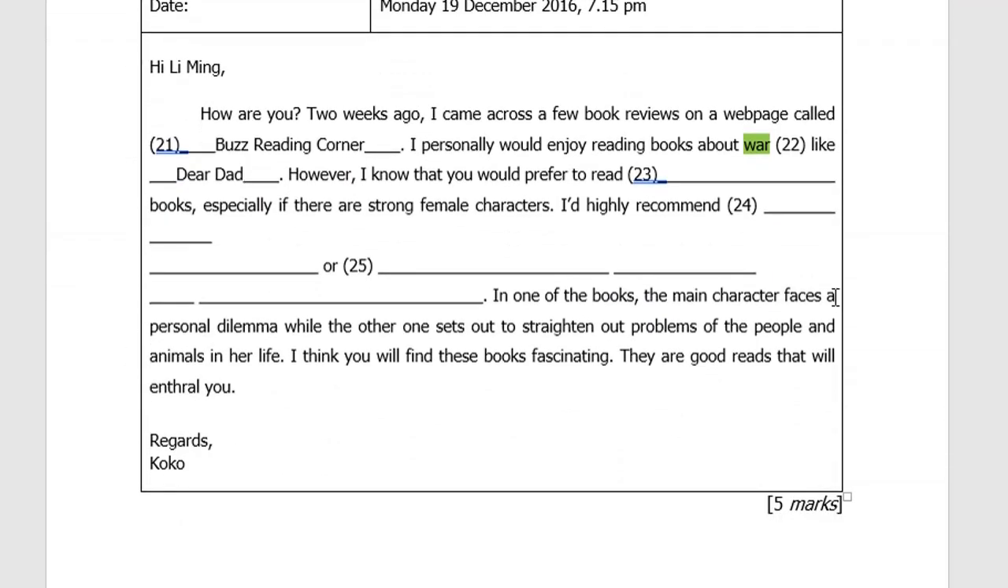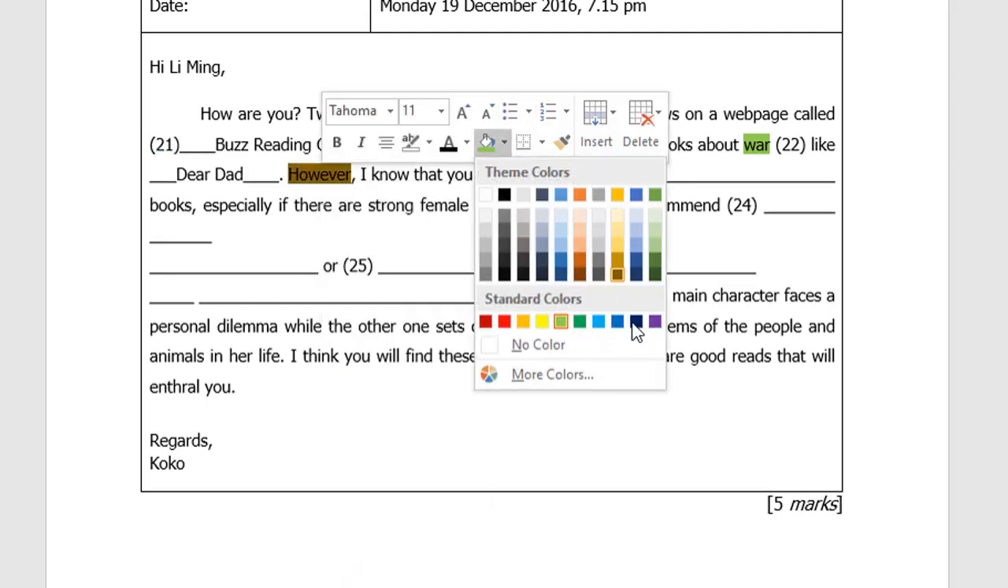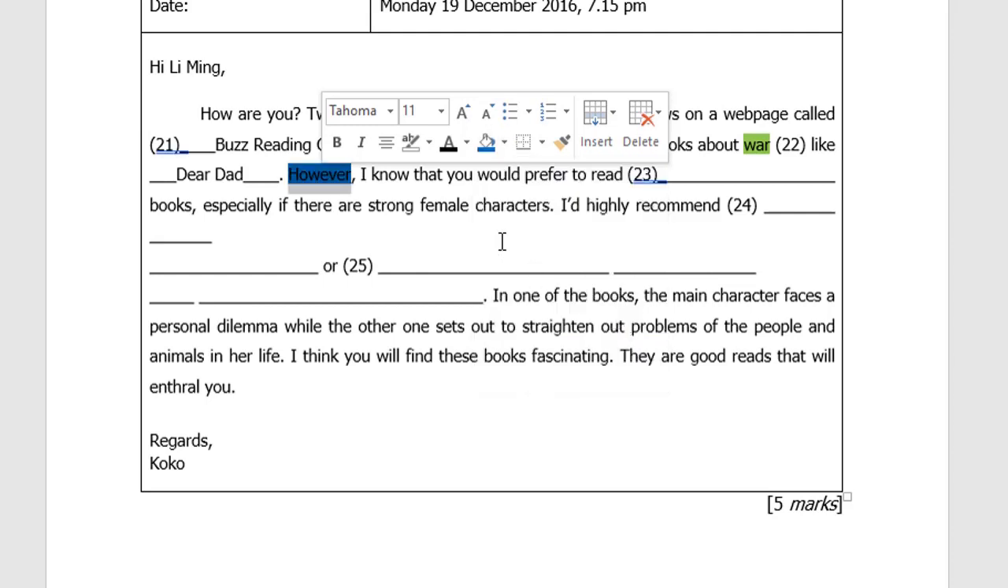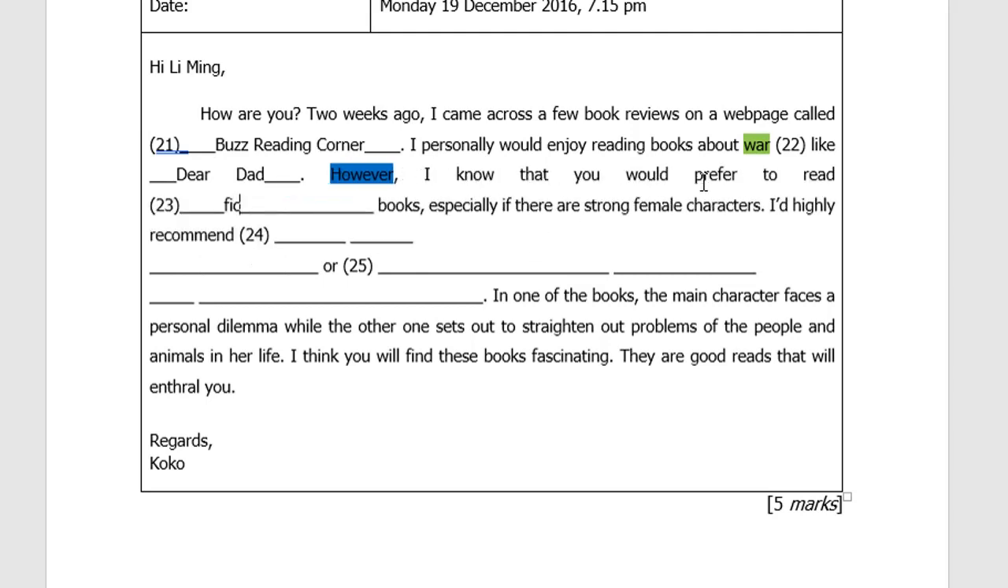Now let's look at the other blank. However, however shows irony. Menunjukkan sebaliknya. Irony itu maksudnya yang di sebaliknya. However shows you there is an element of irony, di sebaliknya. Kalau sini fiction, so sini mesti bukan. Kalau sini non-fiction, di sebaliknya mestilah fiction. However, I know that you would prefer to read what kind of books? So your answer should be fiction.